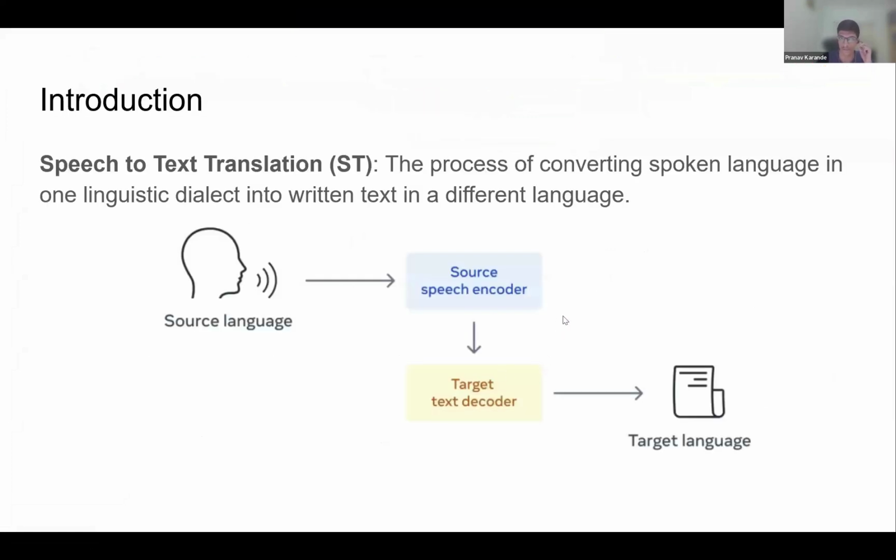So, an introduction to all the terms. Speech-to-text translation, or ST, is simply the problem statement of converting audio in a source language to text in a different target language. So for example, if I speak something in English and I want the transcript in say French, that would be an ST problem.